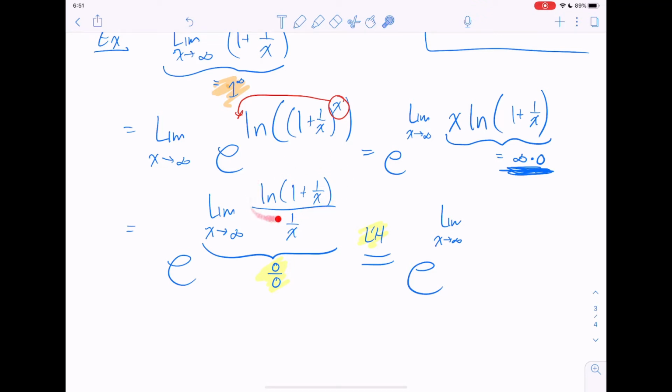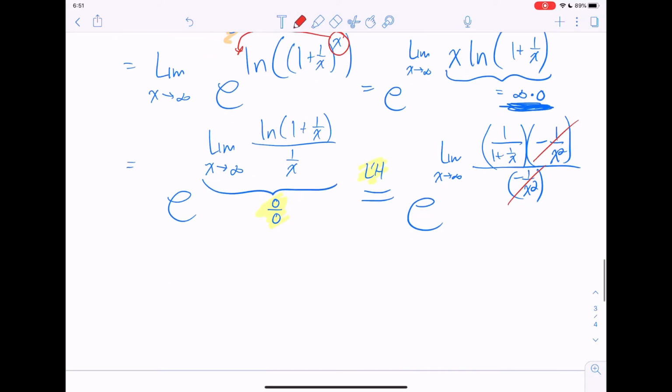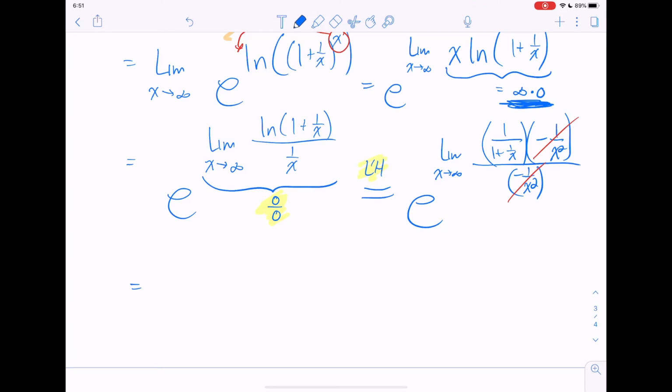The derivative of the upstairs: the derivative of the natural log is 1 over whatever was inside. And then the chain rule kicks in. We differentiate whatever's inside, and I get negative 1 over x squared. Then the denominator becomes the derivative of 1 over x, which is negative 1 over x squared. These two items cancel. And so I'm left with e to the limit as x goes to infinity of 1 over 1 plus 1 over x.